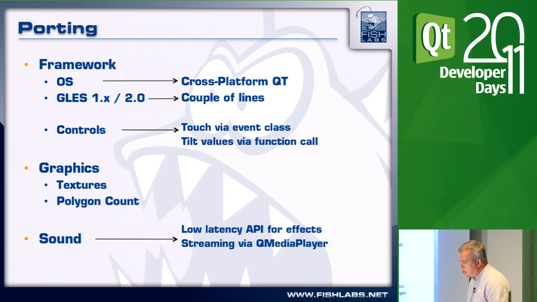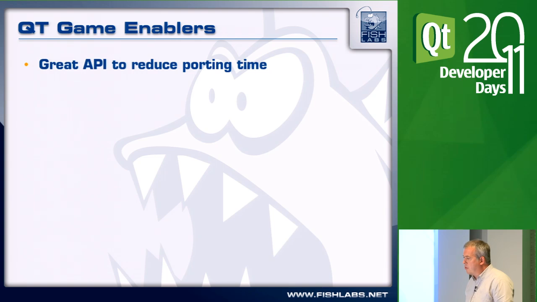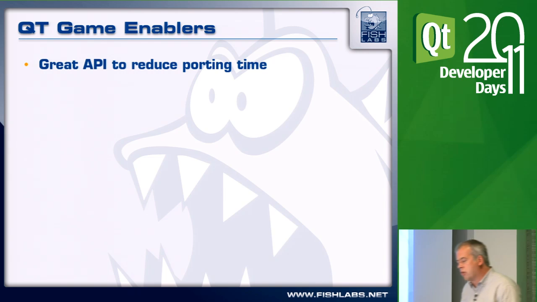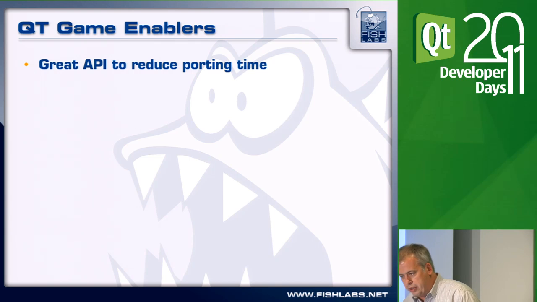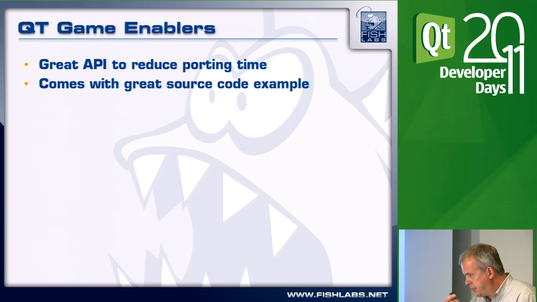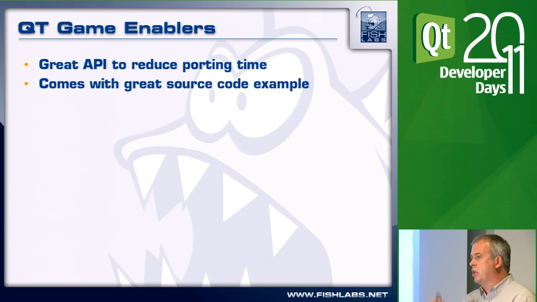So just to summarize, the Qt Game Enabler is a very great API to reduce porting time. Normally, you have to spend a lot of work to evaluate the new operating system or the new devices and what is there. This will all be handled by the Qt Game Enabler, so it really reduces the porting time. And like Mika and Jani also mentioned, there's also a source code example included, and this is a great way to see how you enable this Games API, how you make function calls and so on.